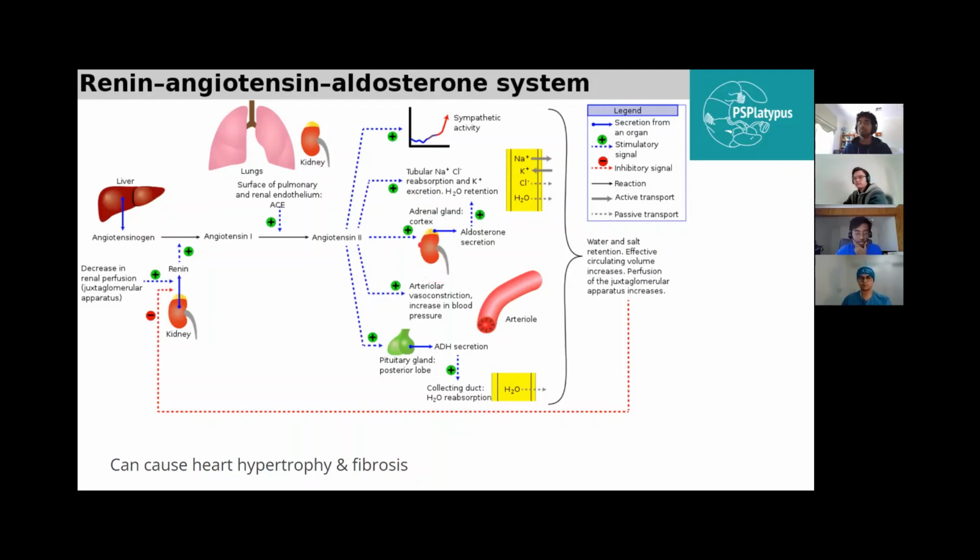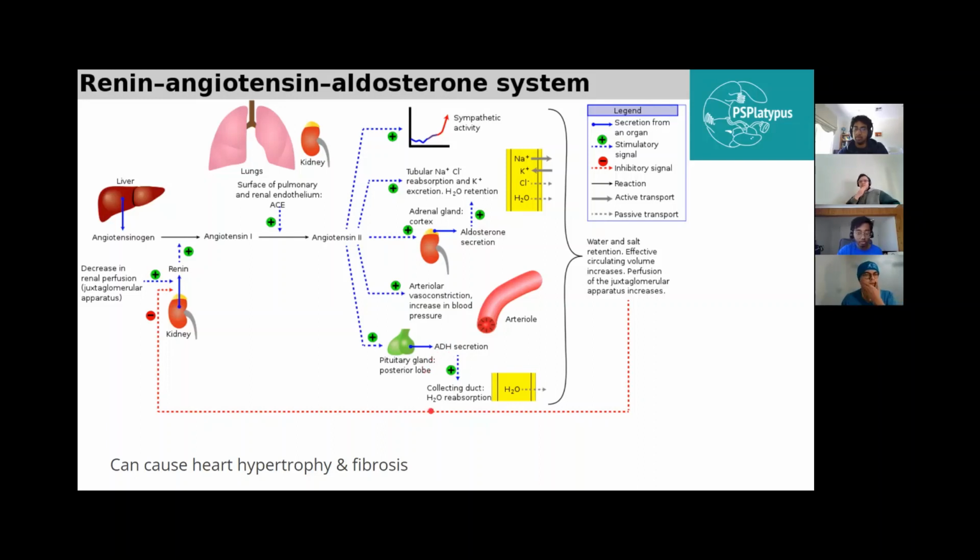Similarly, we increase aldosterone secretion, which is a hormone, and by increasing aldosterone secretion, we increase blood pressure. By increasing sympathetic activity, we increase cardiac contractility and the work that the heart does, and that increases blood pressure. We also do vasoconstriction, which obviously increases blood pressure as well, and ADH secretion. So the two main hormones are aldosterone and ADH.